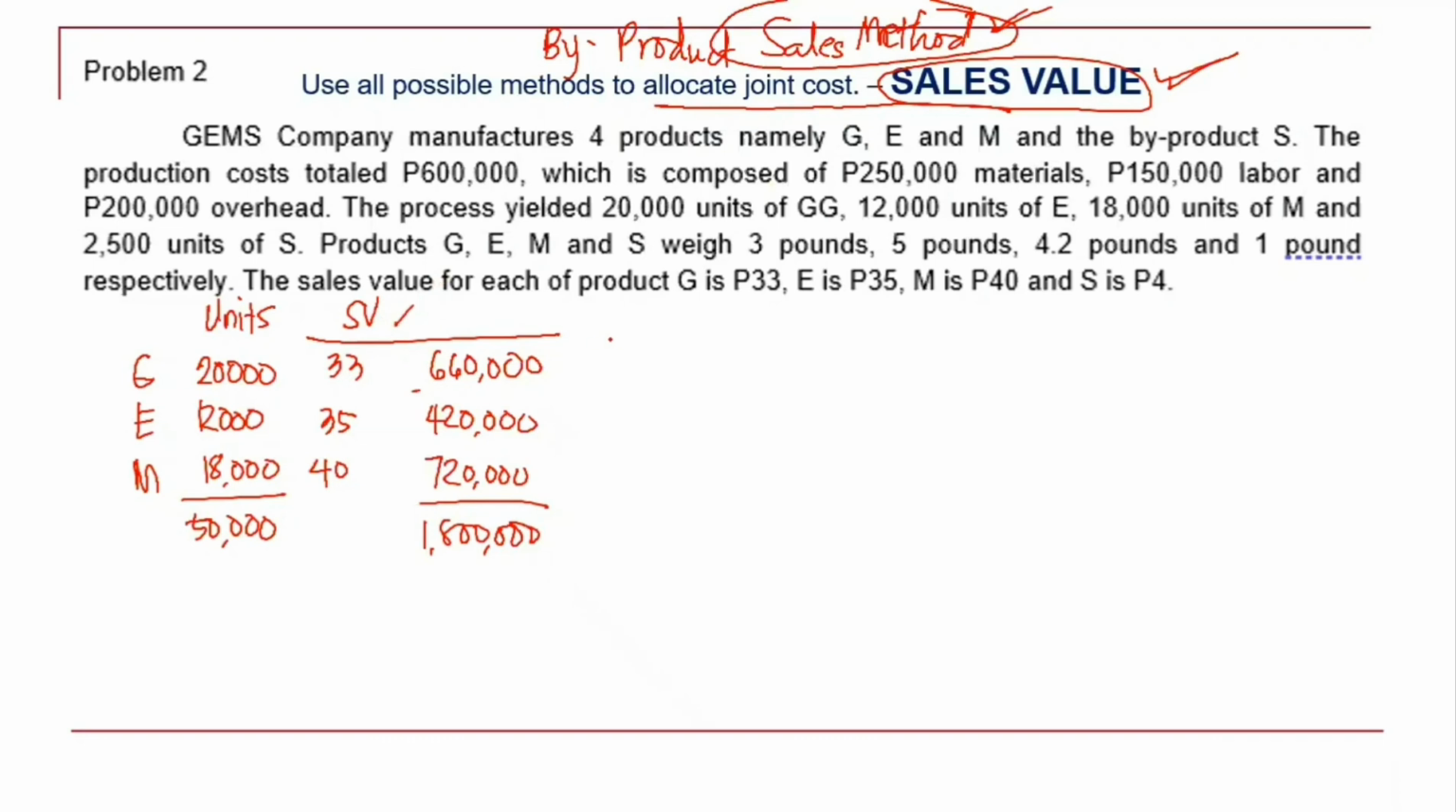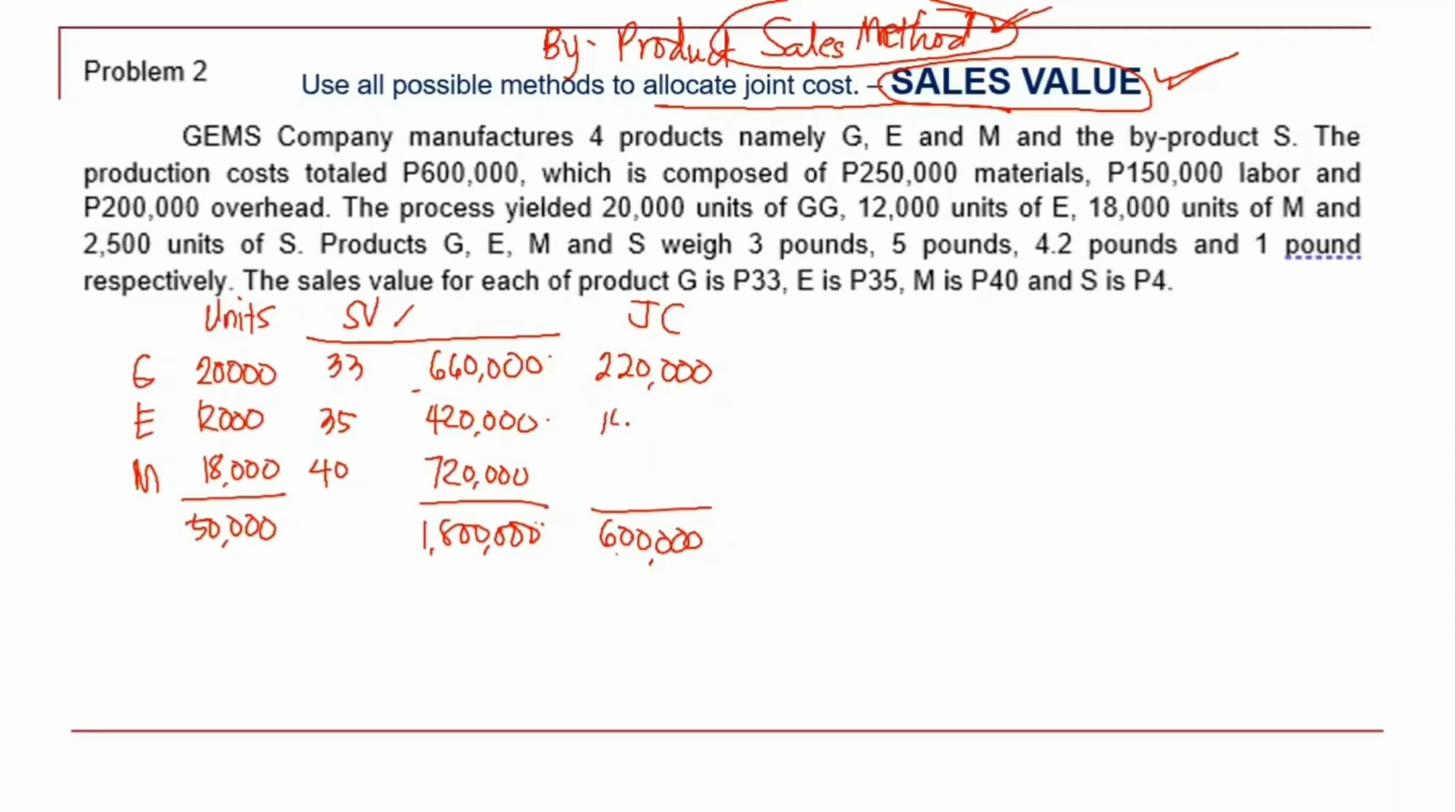So therefore, ito na mismo yung basis. Itabi mo na yung joint cost. Ang joint cost natin ay 600,000. So how do we allocate? 600,000 times 660 over 1.8 million. So the answer is 220,000. 600 times 420 over 1.8 million.